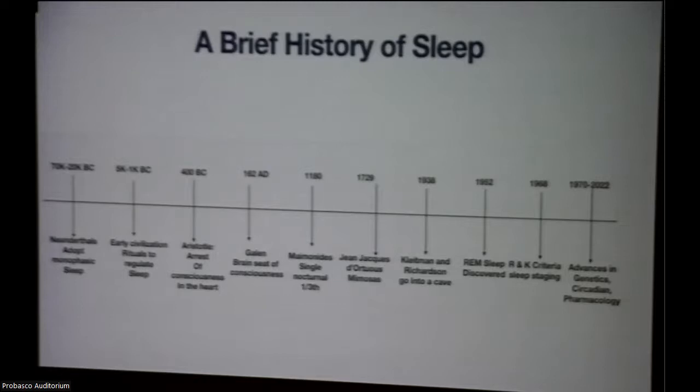Nathaniel Kleitman, a Russian immigrant, is considered the father of sleep. Sometime in 1938, they went to the Mammoth Cave in Kentucky, and they spent 32 nights in complete light absence, and they attempted to adapt to a 28-hour circadian rhythm. What they found out: Richardson was younger. He was a resident or a trainee, and he was able to adapt. But Kleitman just kept his own 24-hour rhythm and could not change the circadian clock.